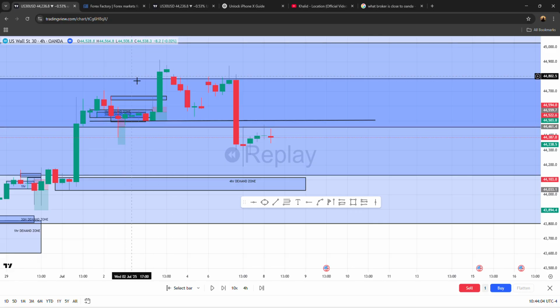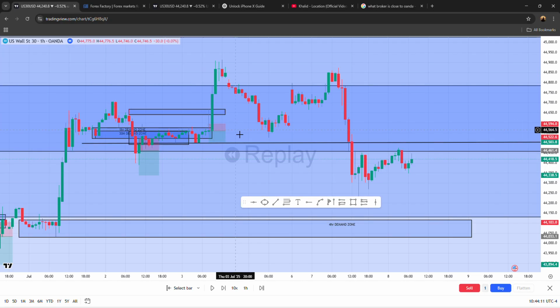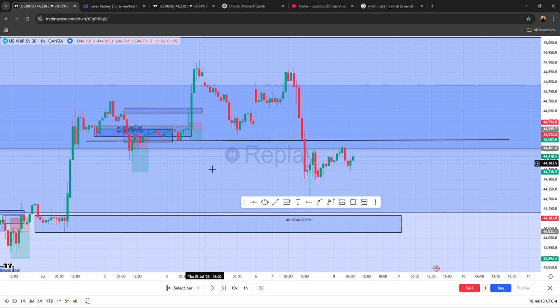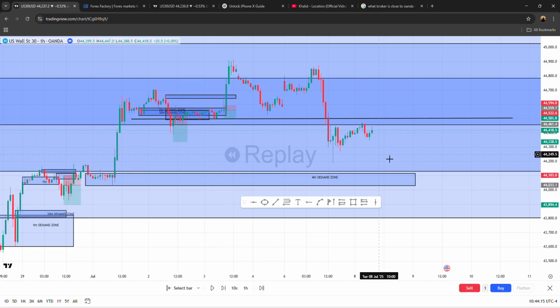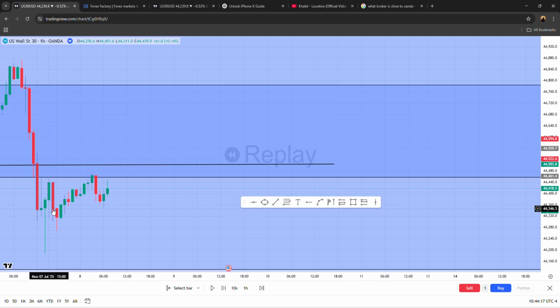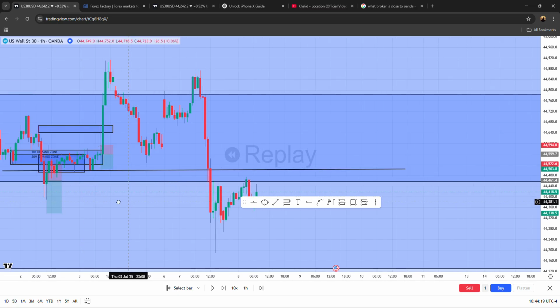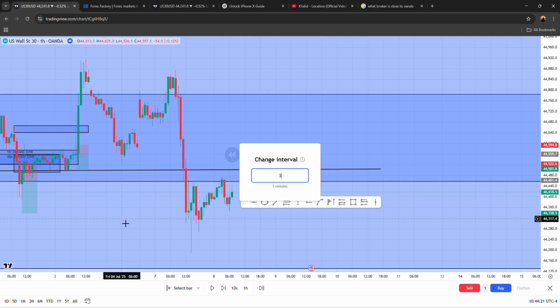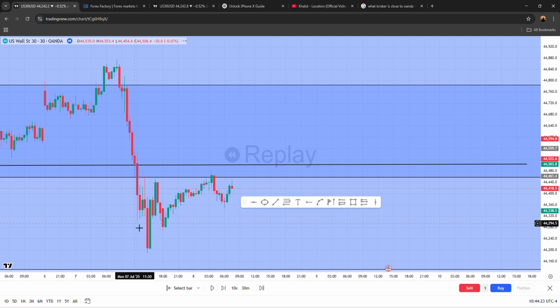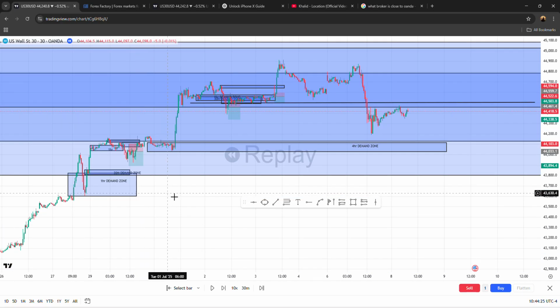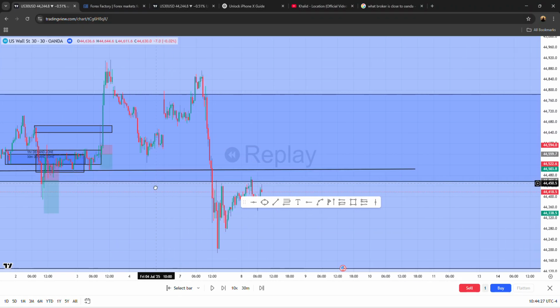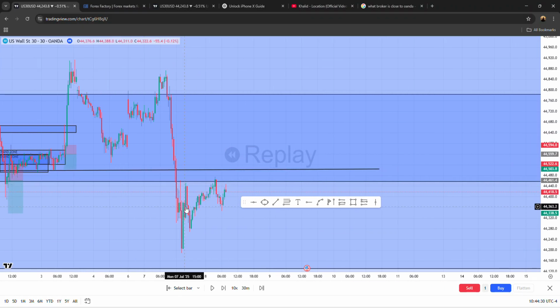We'll go down to the 1 hour time frame as well. One hour time frame. As you can see, there's nothing here. Is this a zone? Nope. 30 minutes. Let's see. This is one here. That's a 30-minute order block.